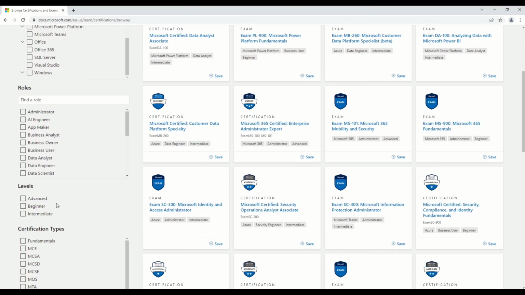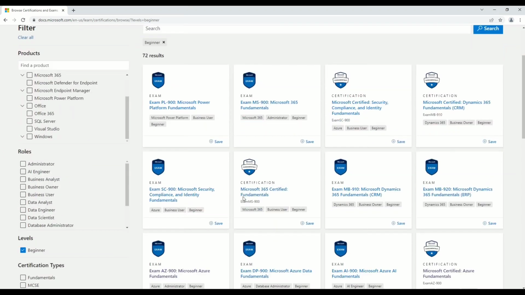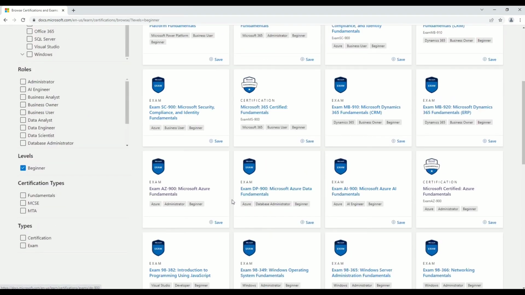Let's say you are a beginner, so you have to come to this page and scroll down, and let's say you select beginner here. Now you can see all the certifications that are related to the beginner level. Now, if you pay a little attention here, you can see there is one exam here, which is Exam AZ-900, Microsoft Azure Fundamentals. And there is one related certification as well, which is Microsoft Certified Azure Fundamentals.